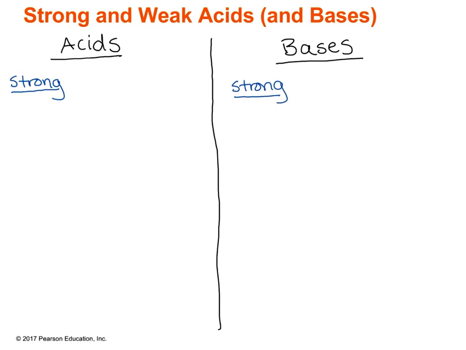So in terms of acids, we did see a few strong acids earlier in that table. So we saw hydrochloric acid, hydrobromic acid, and hydroiodic acid, as well as nitric acid, sulfuric acid, and chloric acid.